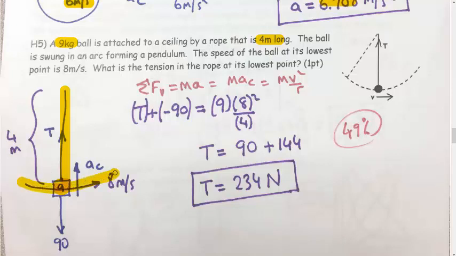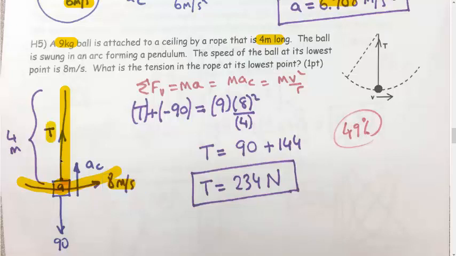Now that's just told me that it's non-uniform, because a pendulum stops and then goes fast at the bottom and then stops again. So the speed is changing. The speed of the ball at its lowest point is 8 meters per second. So I have that. And what is the tension in the rope at its lowest point?